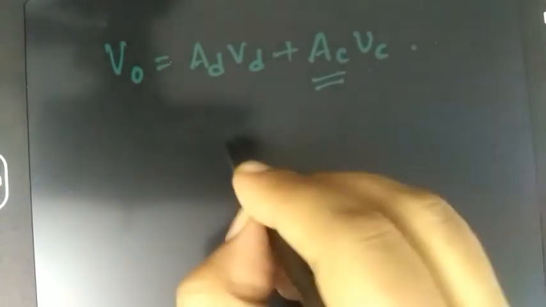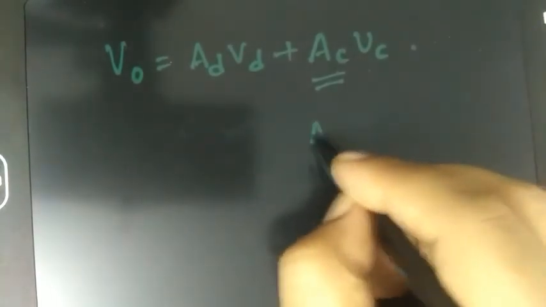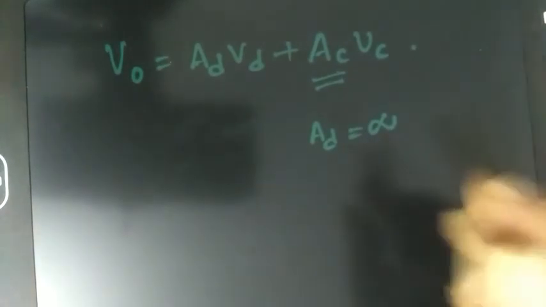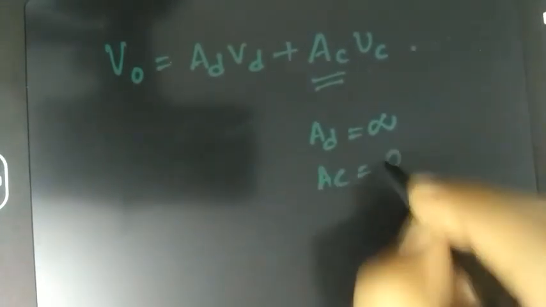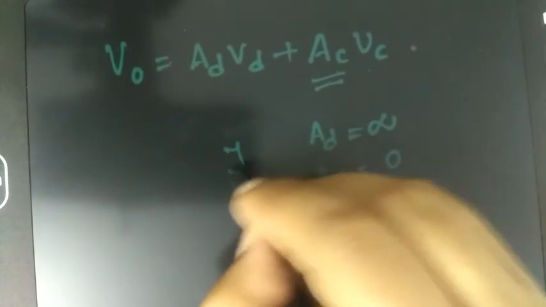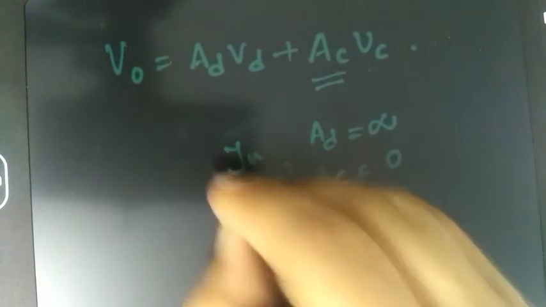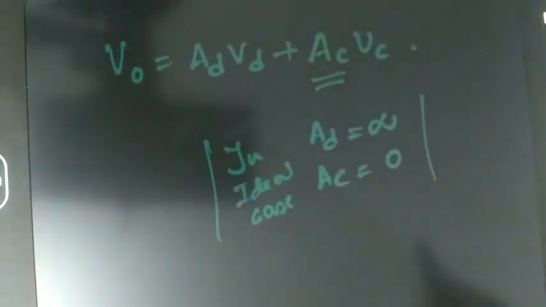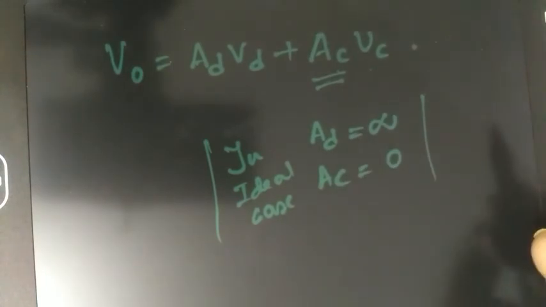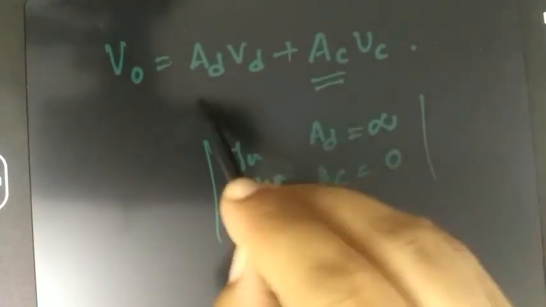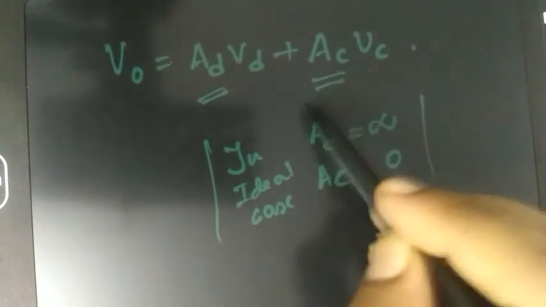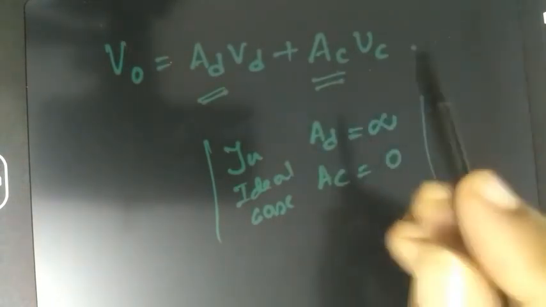So in the ideal case, what we know is that AD tends to infinity and AC is equal to 0. These are the things that happen in the ideal case. So a figure of merit for this differential amplifier is defined as the ratio between the differential gain and the common mode gain, which is called the CMRR.